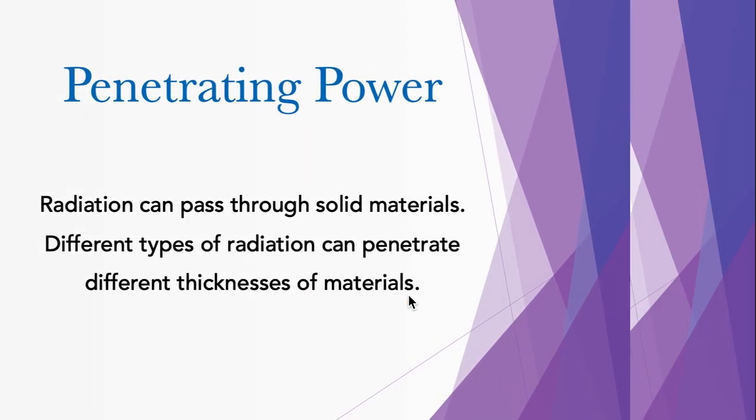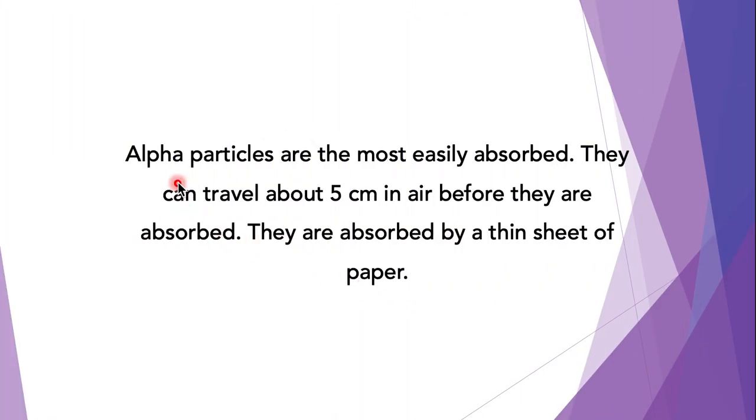Starting with alpha particles. Alpha particles are the most easily absorbed. They can travel about 5 cm in air before they are absorbed, and they can be absorbed by a thin sheet of paper. So alpha particles are most easily absorbed because they travel slow. As you can see, they can travel about 5 cm in air before they are absorbed by it. And alpha particles cannot pass a thin sheet of paper. They get absorbed into it.